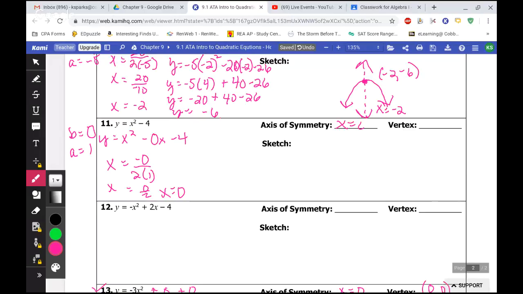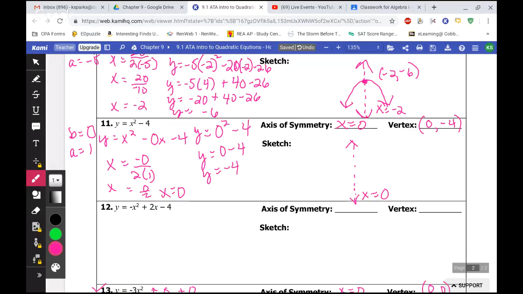So your axis of symmetry is x equals 0. Now what we're going to do is plug that 0 back into our original equation. And we have a y value of -4 for our vertex. So our vertex is 0, -4. Our axis of symmetry is x equals 0.